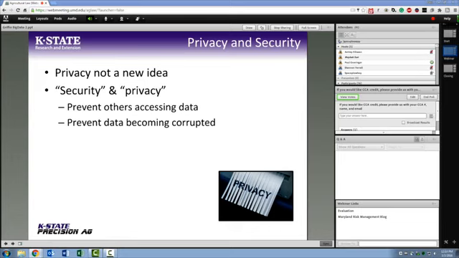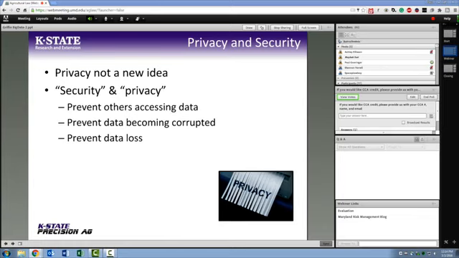The second one is preventing data from becoming corrupted, either by intentional or unintentional methods. The third is the loss of data. Several years ago, we would lose data by moving flash media from a combine to the computer. We'd physically lose it.